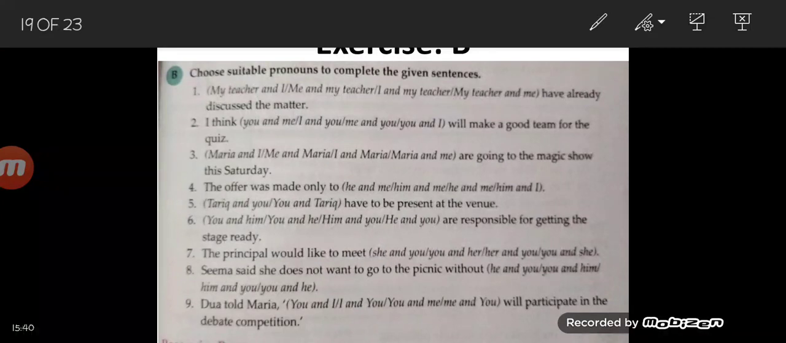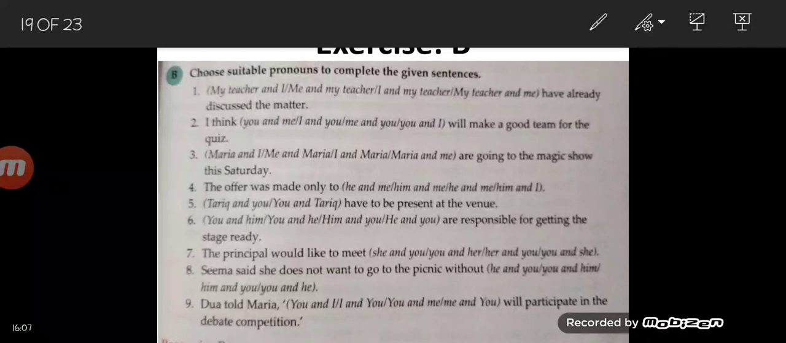So according to me, it is: my teacher and I have already discussed the matter. Put a small tick mark on the correct option, or better, use a color for highlighting the right option. But don't use the pen on it.